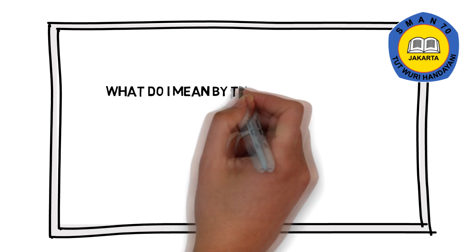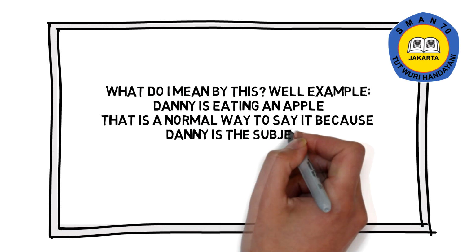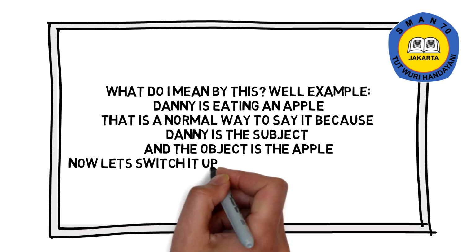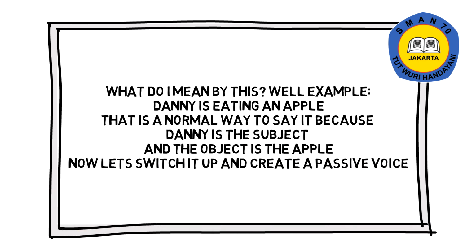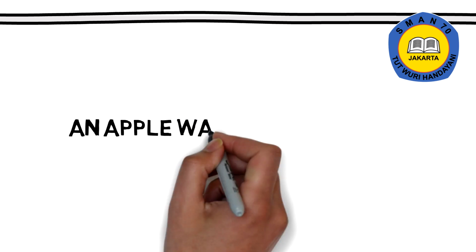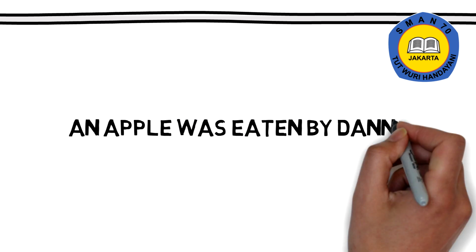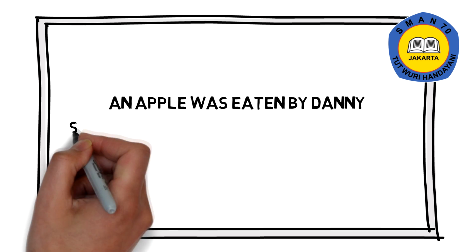What do I mean by this? Well, let's take an example. Danny is eating an apple. The subject is Danny, and the object is the apple. Now let's make a passive voice out of this sentence. An apple was eaten by Danny. Now apple is the subject and the object is Danny. Simple, right?